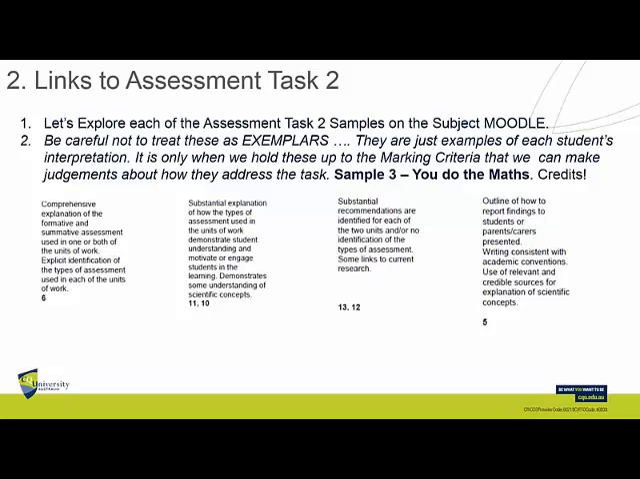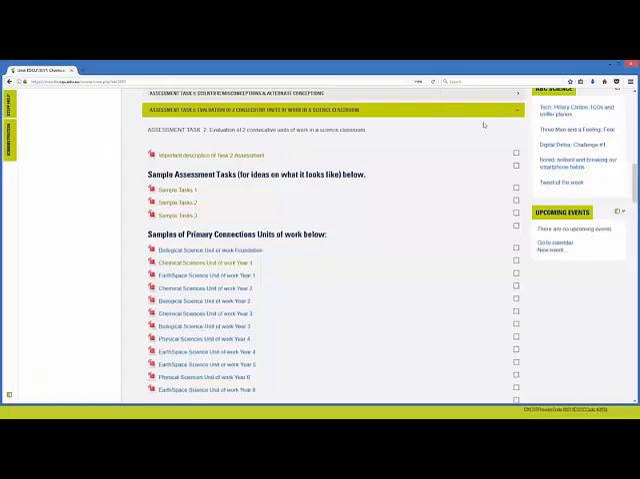Anybody got any questions at this point? When I look at examples on MOODLE, I often use them just as a starting point for, like, okay, what can I use to start structuring?